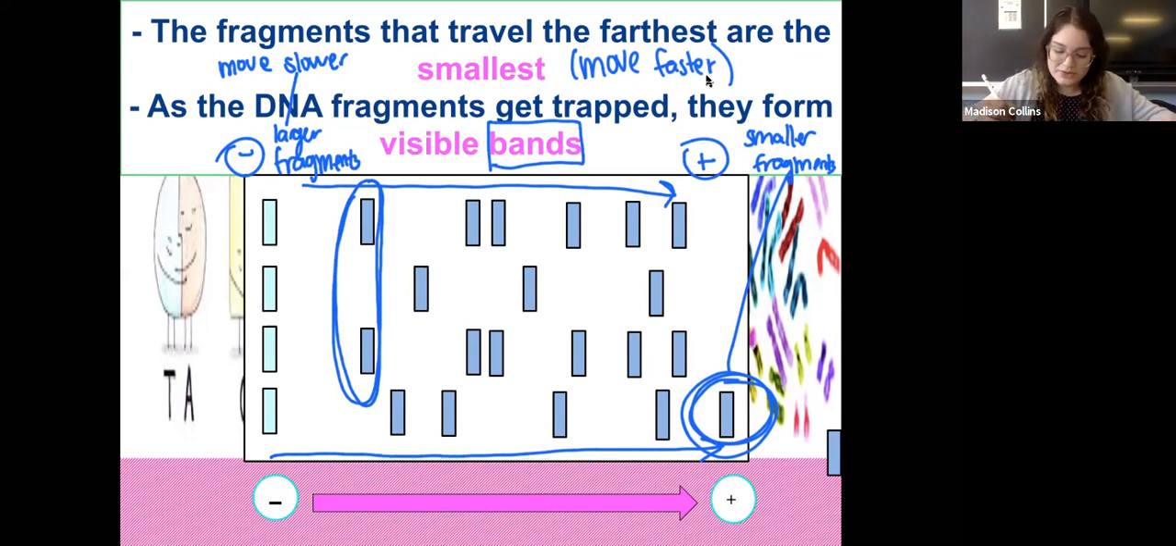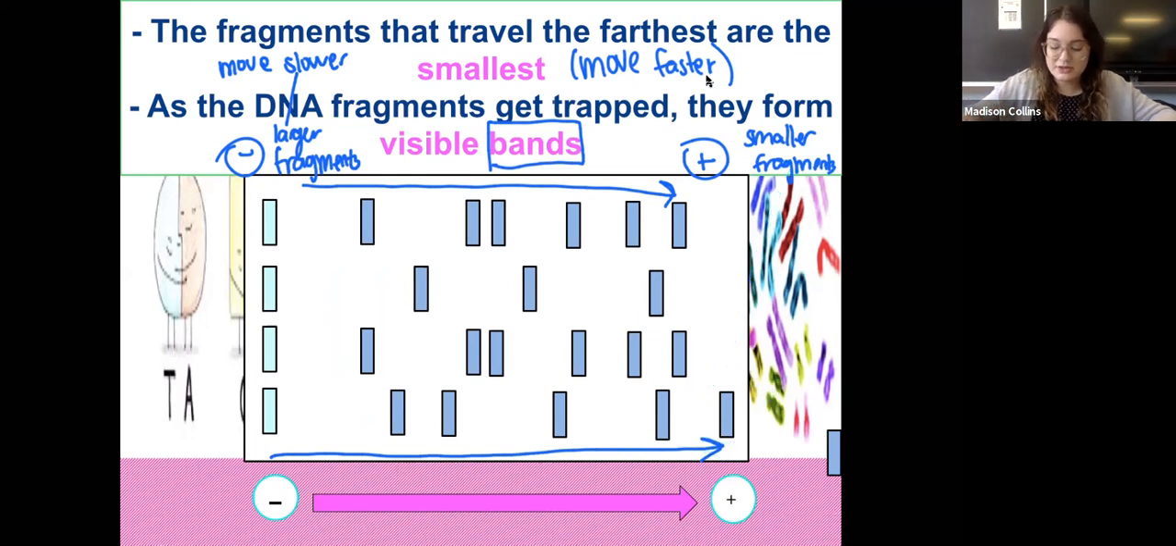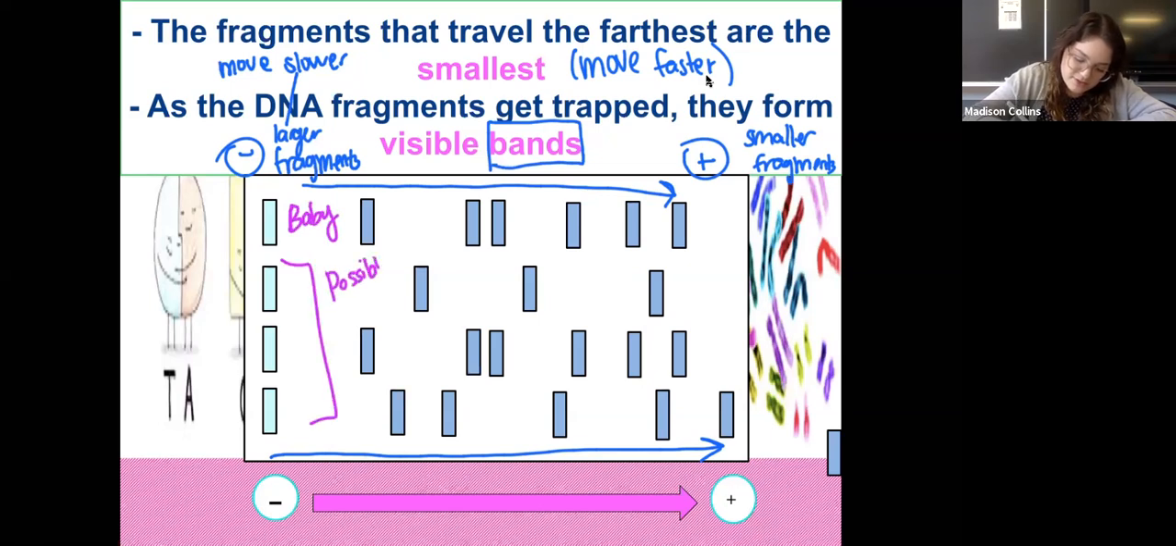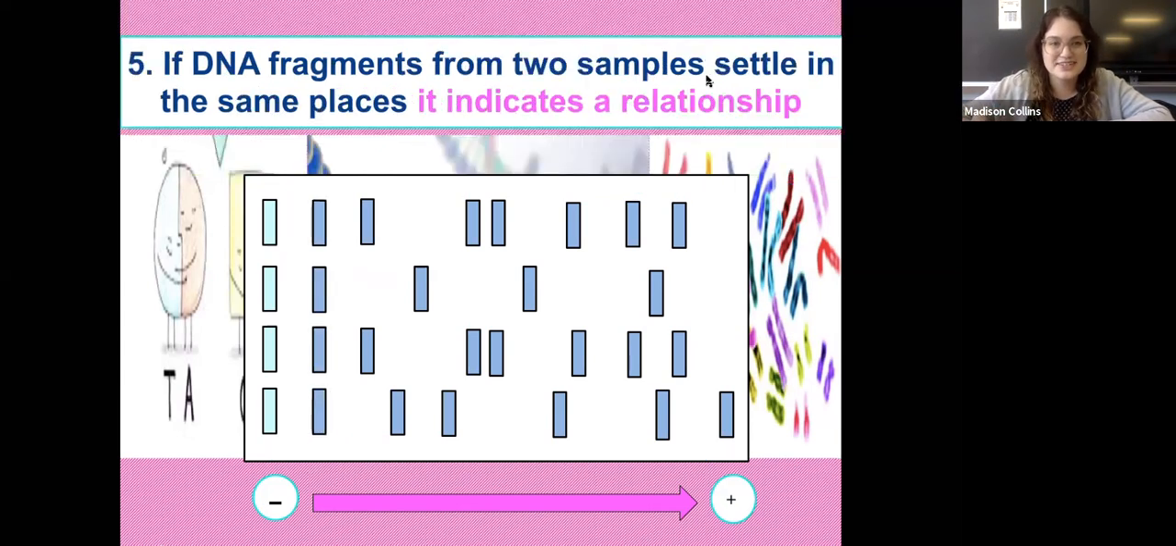But if we were using this sample to compare maybe our baby right here to possible fathers, which one do you think is the dad? Well, that leads us straight to our fifth characteristic of gel electrophoresis, which is if DNA fragments from two samples settle in the same place, it indicates a relationship.